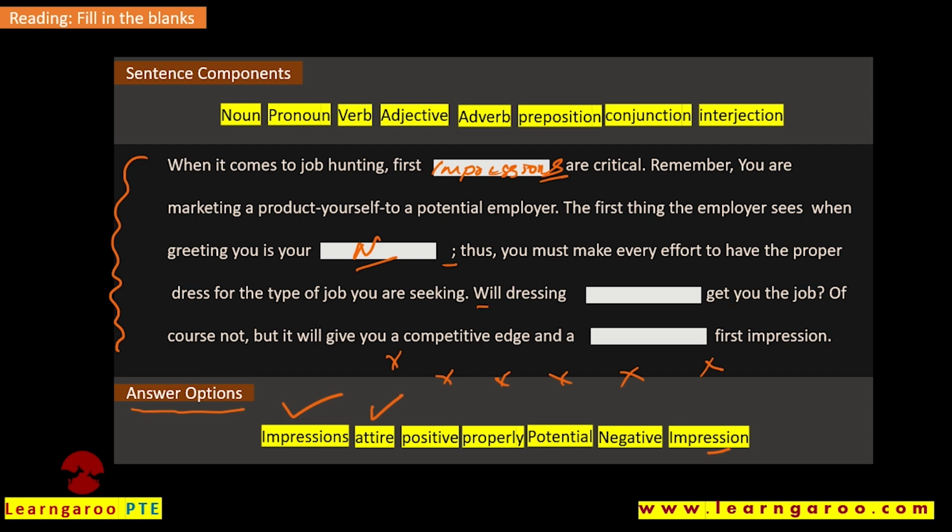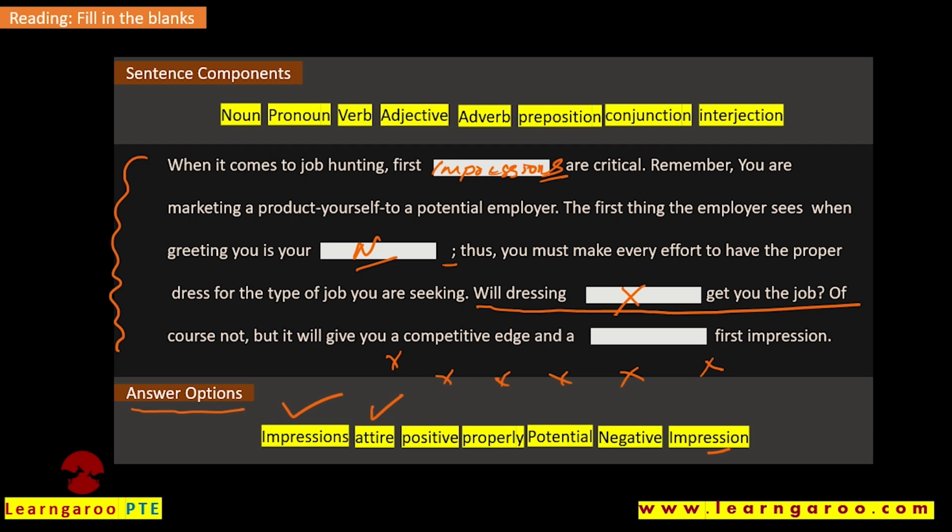Now I will go straight away to this part. "Will dressing get you the job?" Now read this sentence completely. What if you completely eliminate this part? Think that this blank is not there, and try to imagine whether it makes complete sense, whether the sentence can stand grammatically correct without this part. "Will dressing get you the job?" Even if I remove this part, it sounds perfectly okay.